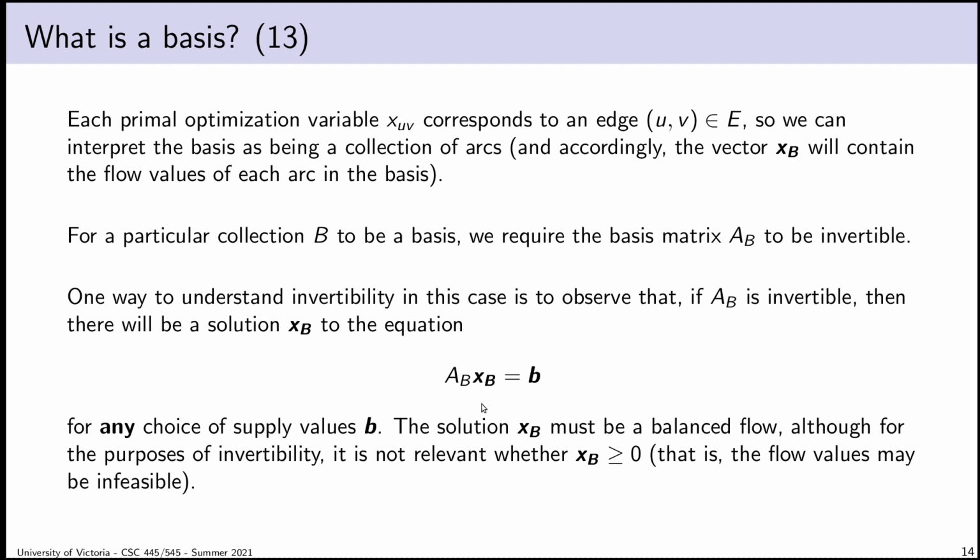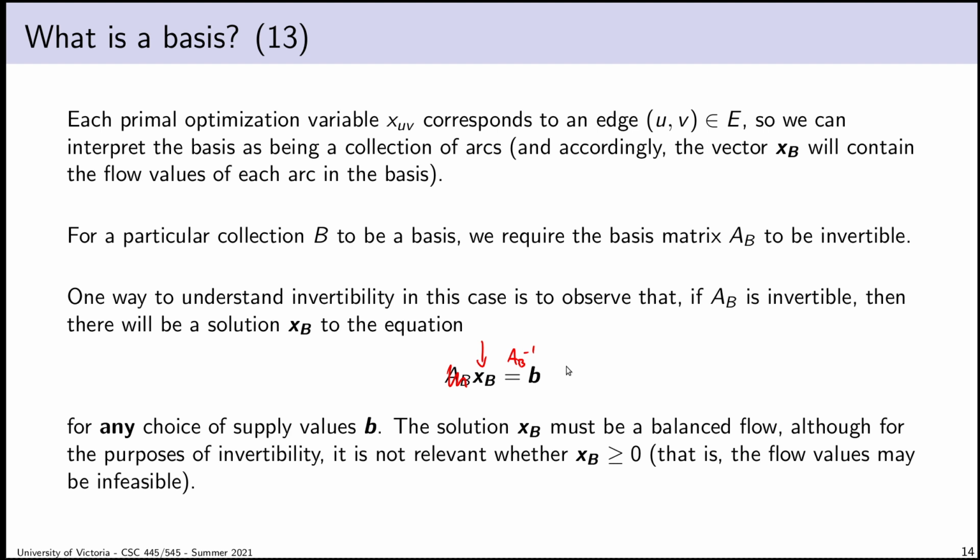Because if AB is invertible, then I could just multiply both sides by AB inverse. I wouldn't do that in practice. I would probably solve a system of equations, but symbolically I could do that. So if this is a real basis and this matrix is invertible, then if you give me any valid supply vector B, I should be able to compute the values of my basic variables to balance that supply vector.